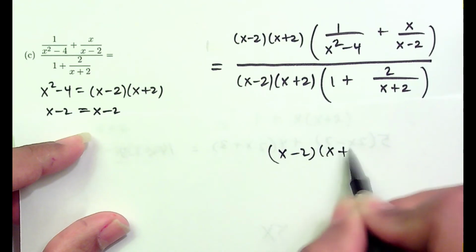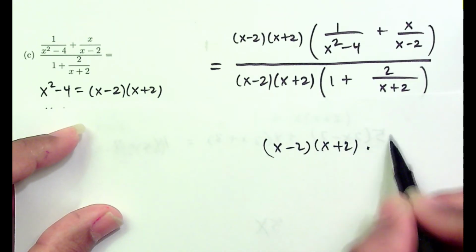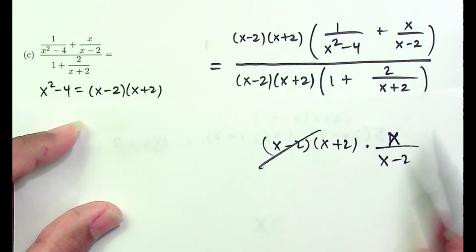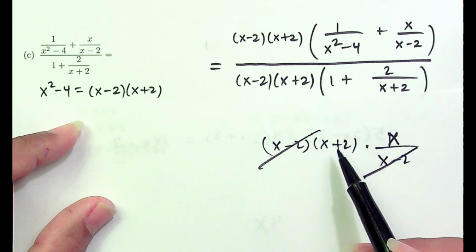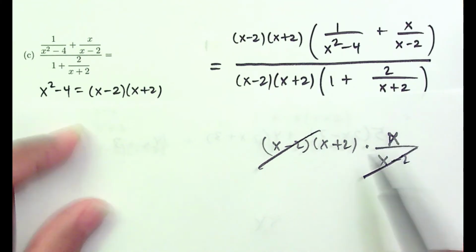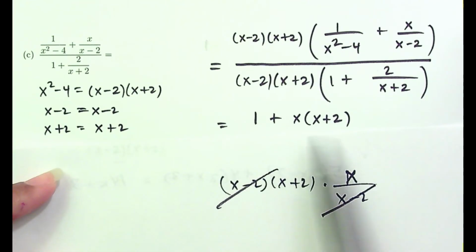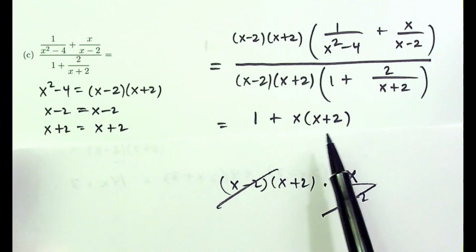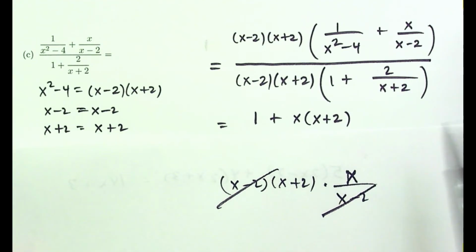And then for the other one, when you distribute the other one, that's (x minus 2)(x plus 2), and then I'm multiplying by x over x minus 2. So this x minus 2 cancels, and you're left with what? You're left with (x plus 2) times x. So that's what I wrote, but I changed the order because the order doesn't really matter. (x plus 2) times x, or x times (x plus 2), same thing.